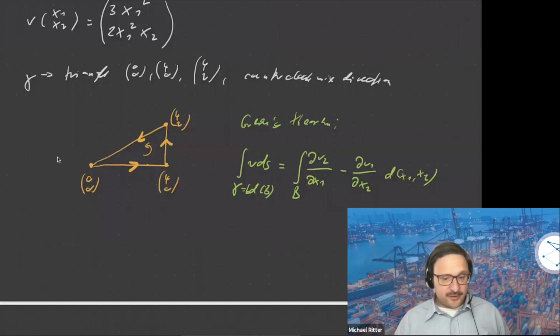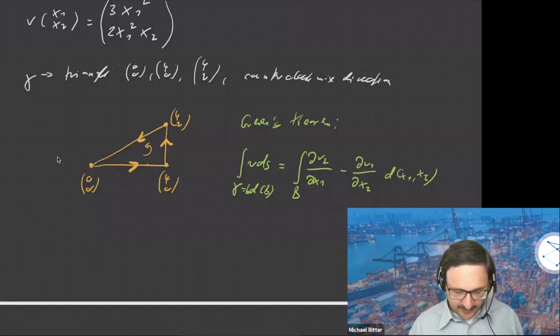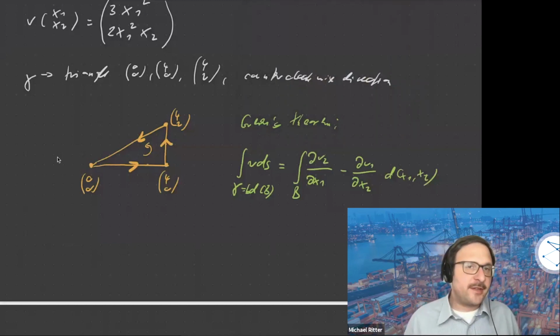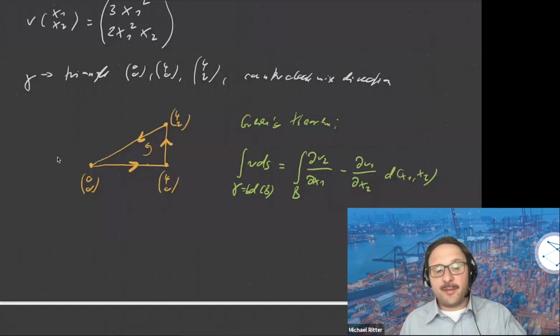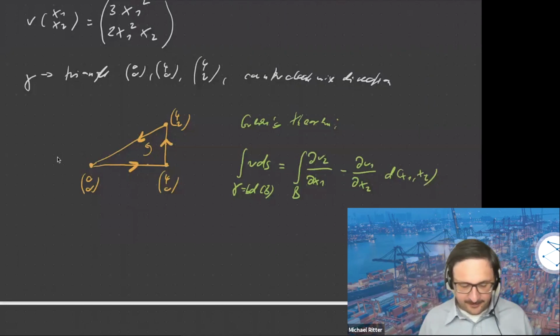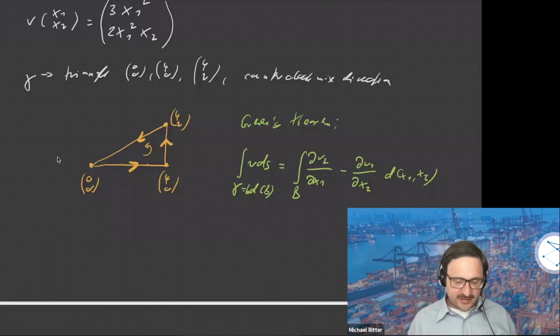Okay, so that's what we're going to use here. The one thing that you need to make sure to apply Green's theorem is you have to make sure that the orientation of that curve gamma is correct. Specifically, the orientation has to be such that that body B, or that area B, is to the left of the curve as you look in direction of motion, right?